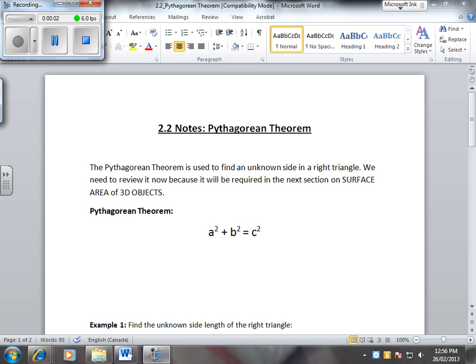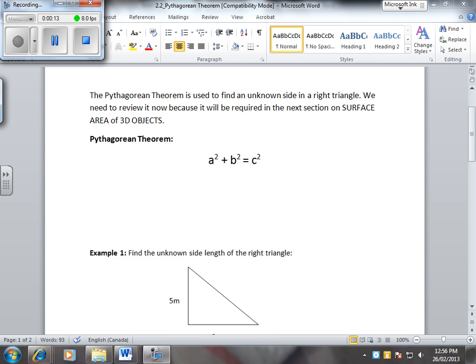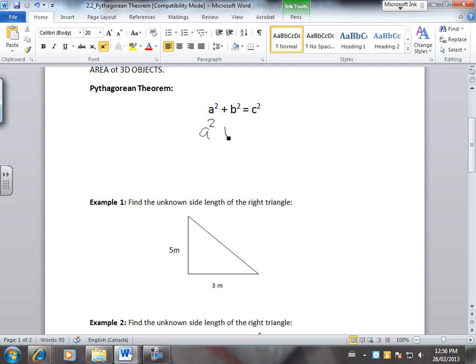Okay, we're going to start with a brief bit of notes on the Pythagorean theorem, and we're just going to review it because we're going to be using it coming forward. So the Pythagorean theorem is a squared plus b squared equals c squared. And with this we can find the side of any right angle triangle.